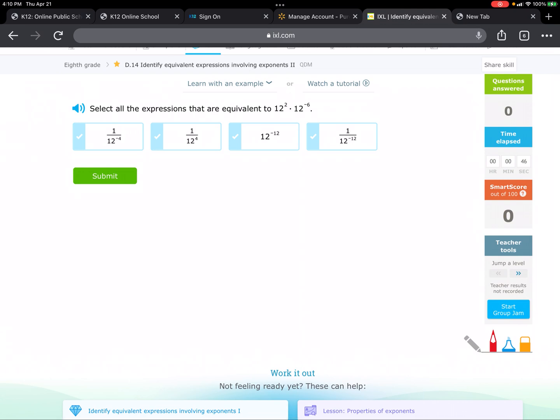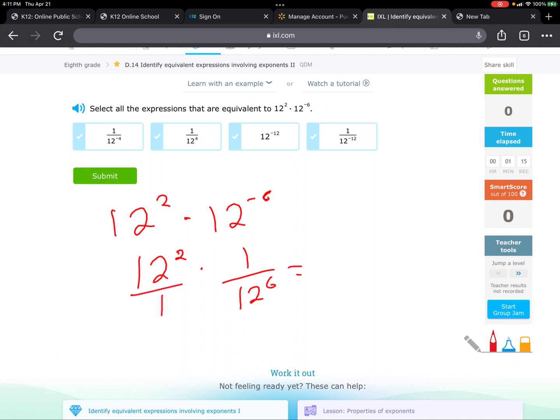So basically when we're talking about negative exponents, we're basically saying it's just division, because exponents are fast multiplication, and the idea behind a negative exponent is that this is actually division. So we can change this one to 12 squared times 1 over 12 to the 6th power. And so now we can simplify this as 12 squared over 12 to the 6th power. Okay, so that's one way that we can simplify it.